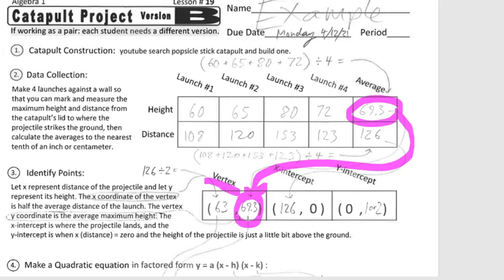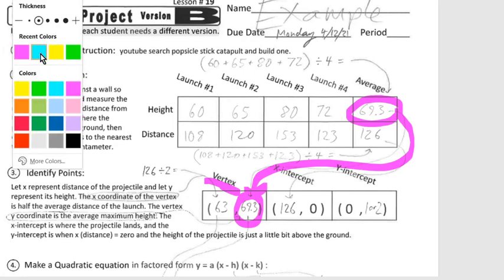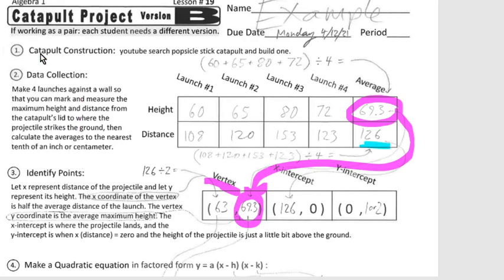The x coordinate controls the side to side, and so we had a distance of 126 in this example. You will certainly have a different number there, and we're going to cut that in half. So we're going to divide it by 2. Once we divide it by 2 to get half of the distance, that'll be right in the middle where our vertex is, and then we can plug that in. I took my 126 divided by 2, I got my 63, and plug in that number right there.